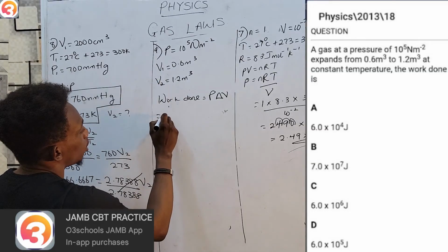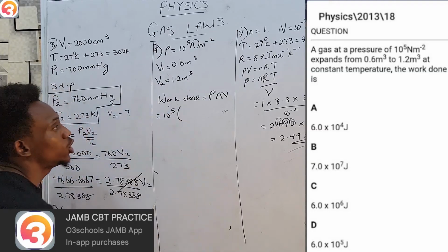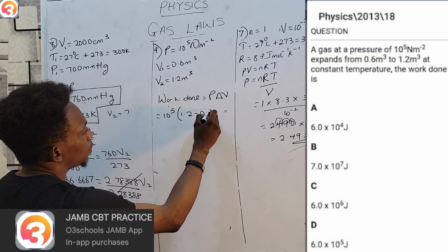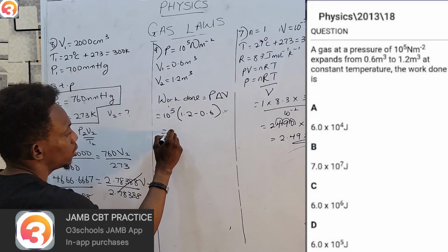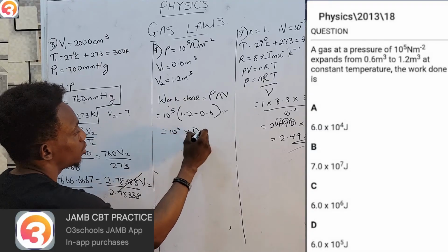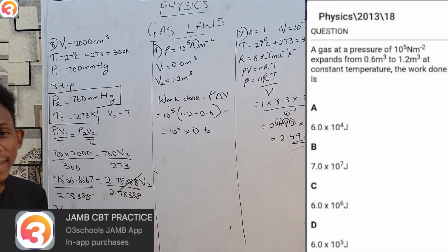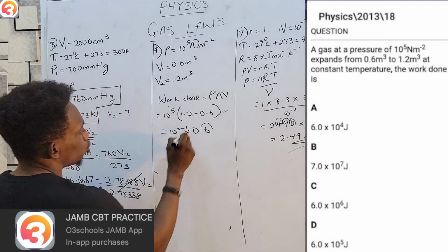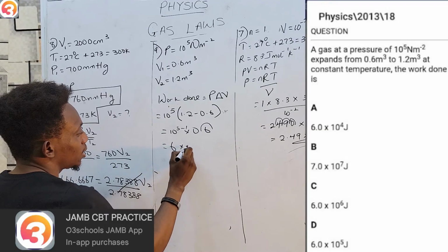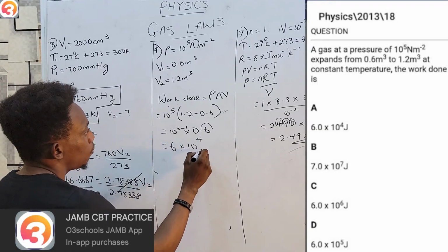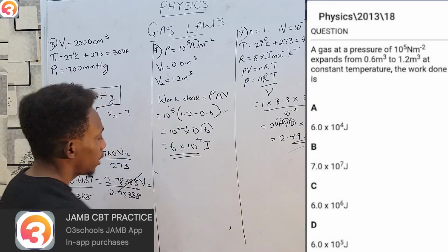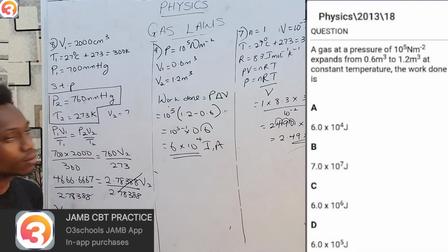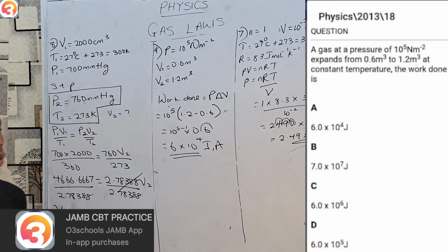As I have one pressure now, 10 to the power 5. What's the change in volume? V2 minus V1, 1.2 minus 0.6. That gives me 10 to the power 5 times 0.6. But my options are in standard form. How do I do that? I'm going to move this point forward once and subtract 1 from here. That will be 6 times 10 raised to the power 5 minus 1, so 6 times 10 to the power 4 joules. And that is my answer, option E. See, this is how the laws work.